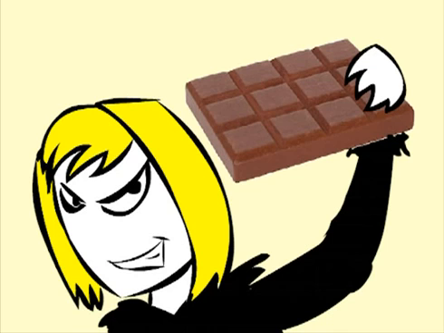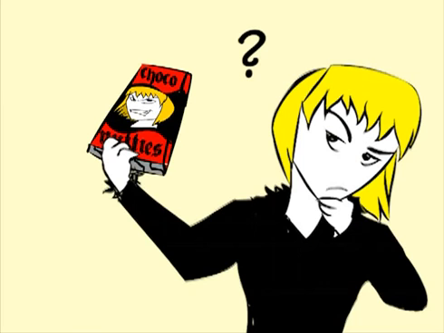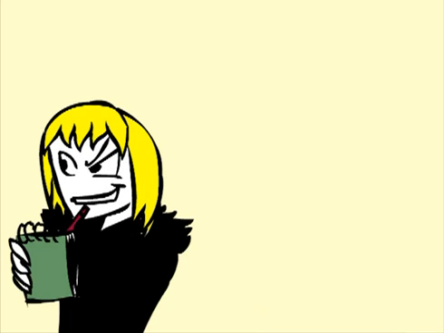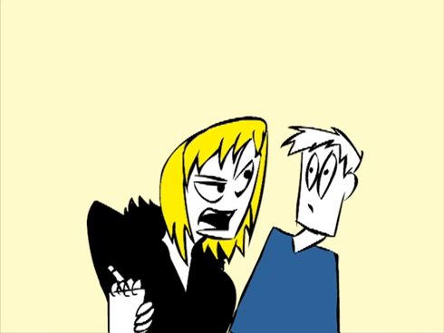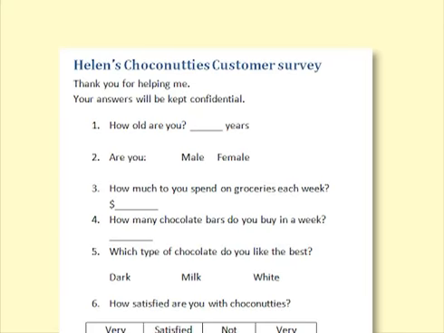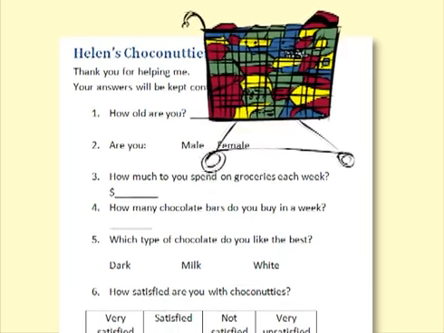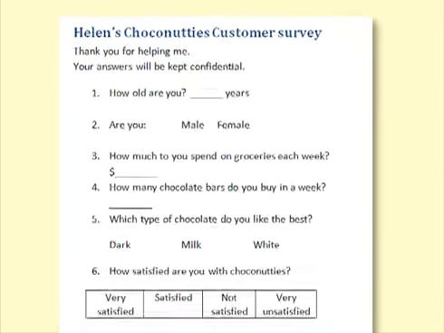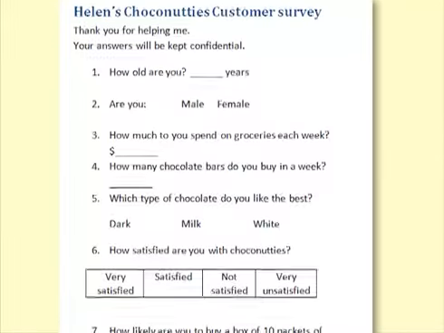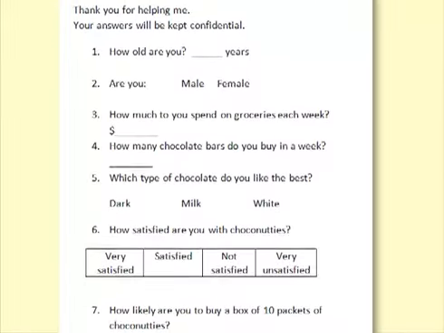Helen sells Choconutties. Helen is interested in developing a new product to add to her line of Choconutties. She develops a questionnaire and asks a random sample of 50 of her customers to fill it out. She asks them their age and sex, how much they spend on groceries each week, how many chocolate bars they buy in a week, and which they like best out of dark, milk and white chocolate.